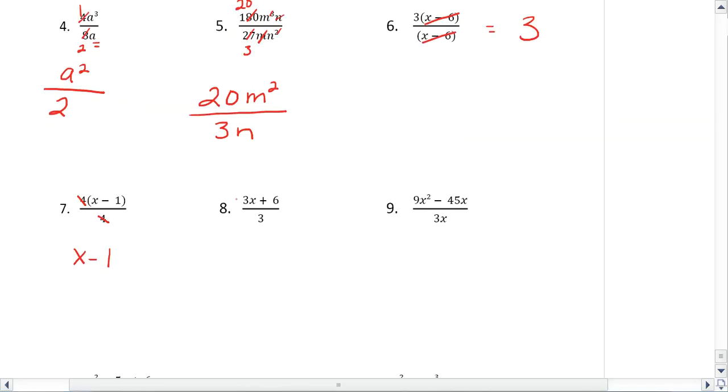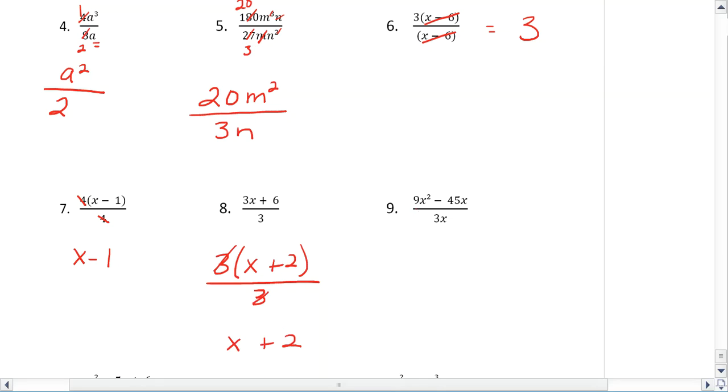Oftentimes, we have a little work to do before we can cancel. So a lot of times you'll hear me say in class, factor and then cancel. In example 8, we have a GCF in the numerator of 3, so we need to factor out the 3 and get an x plus 2. And then we notice that our denominator is 3, so these 3's divide away, and we are left with x plus 2 as the simplified answer.